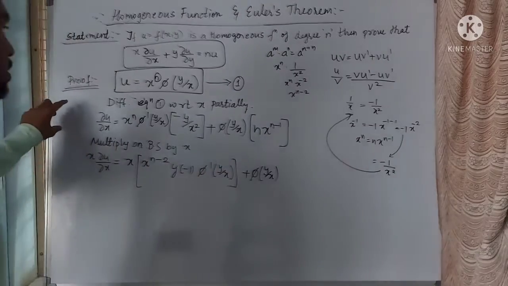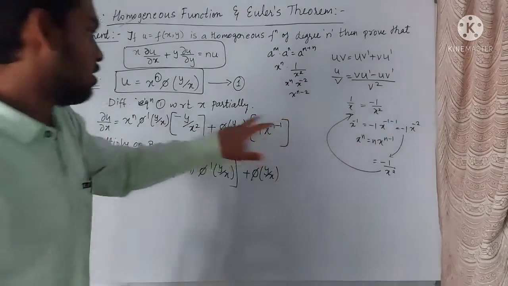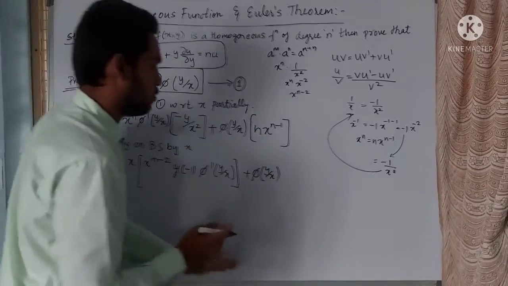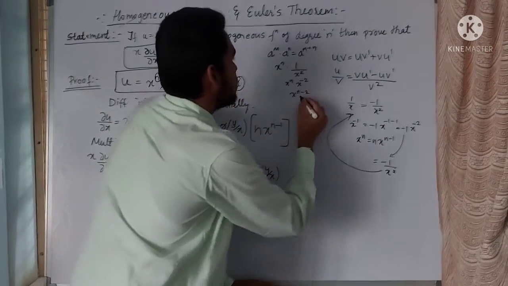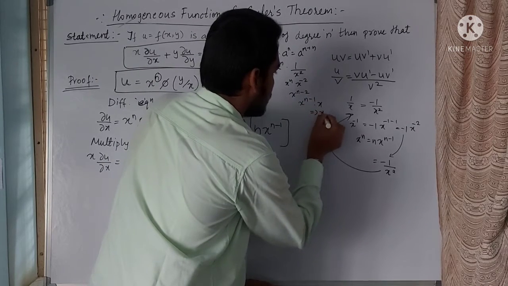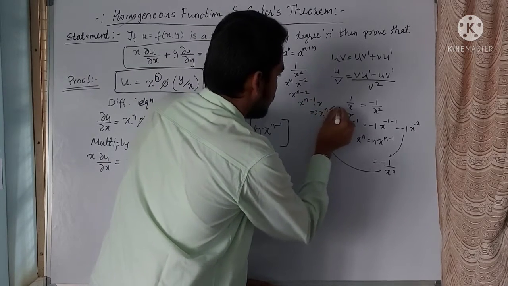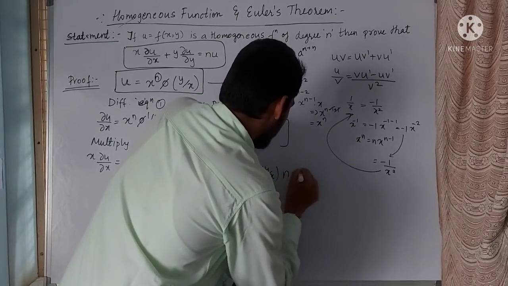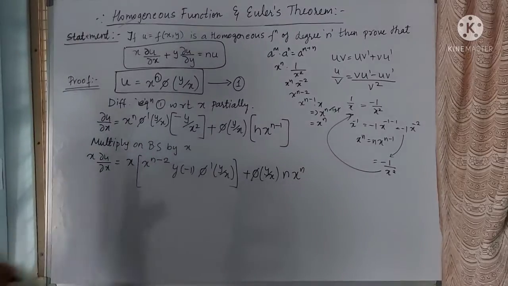Since I am multiplying x throughout the equation, I multiplied for this term, and I need to multiply for this term too. So it becomes x raised to n minus 1 into x, which gives x raised to n minus 1 plus 1, that is x raised to n. So n x raised to n. You got this term?